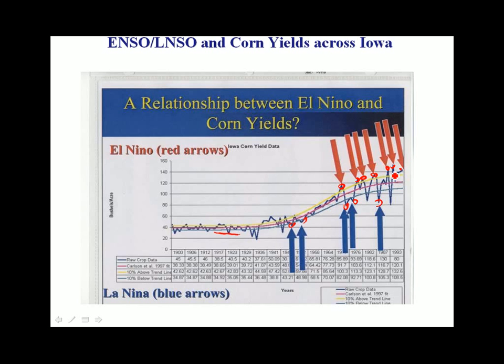Conversely, in El Nino years, you typically have above normal precipitation and cooler summers, which do not stress the corn crop as much as during a La Nina. So he found that typically there was a good relationship between corn yields and El Nino years.